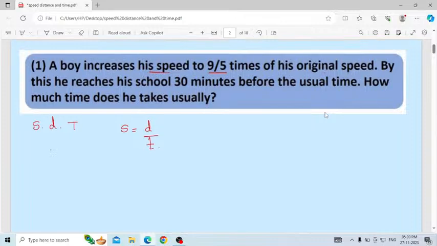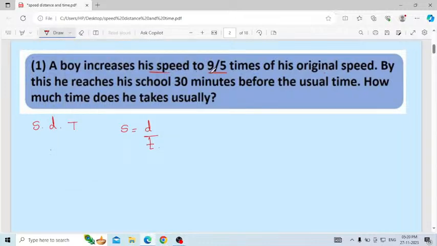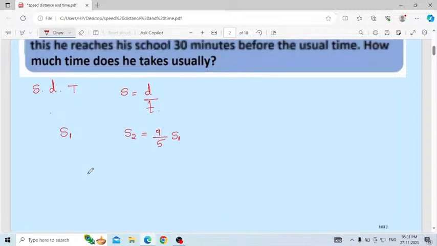Once again I will read the question. A boy increases his speed to 9/5 times of his original speed. Consider the original speed as S1. Then the changed speed consider as S2. Then the speed S2 will be changed how many times? 9/5 times of S1. Consider S1 as the initial speed, and S2 as the change in speed.